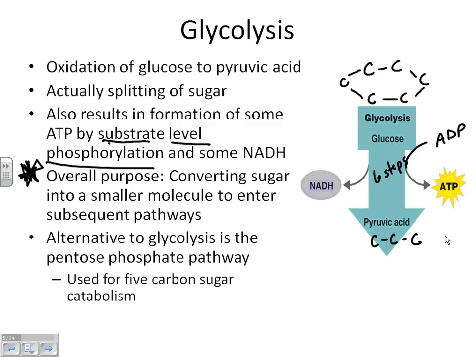But ultimately, the pentose phosphate pathway will feed into everything else we're talking about. But, we just can't learn everything in one class. So we're not going to talk about that pathway. Just want you to understand, that's what you do if you eat a 5-carbon sugar. To give you an example of a 5-carbon sugar, fructose is a 5-carbon sugar.